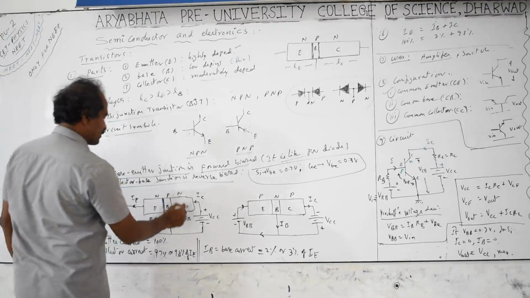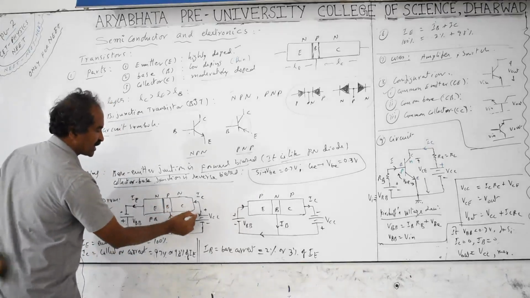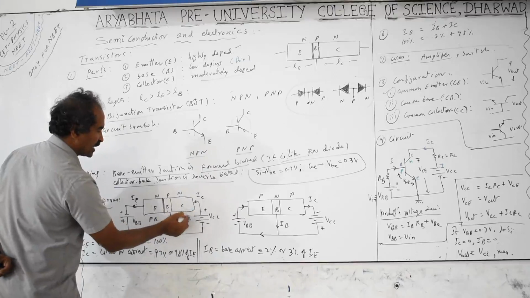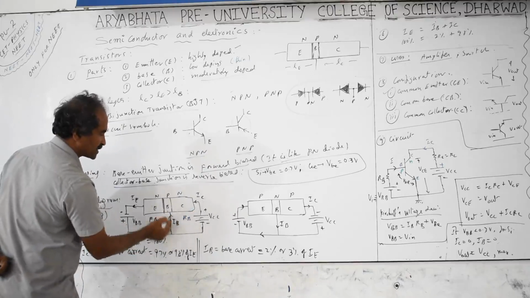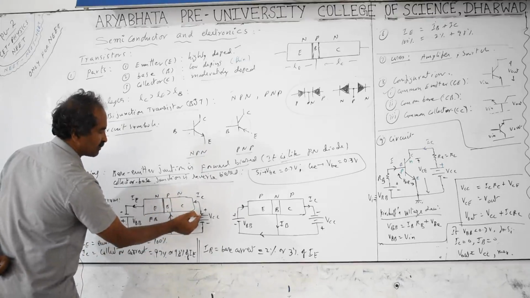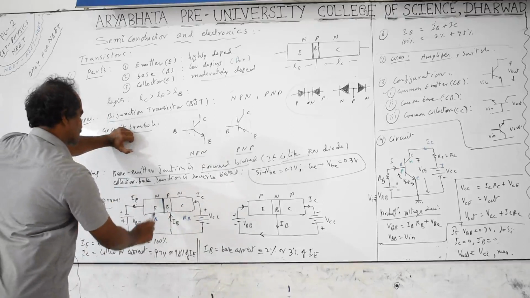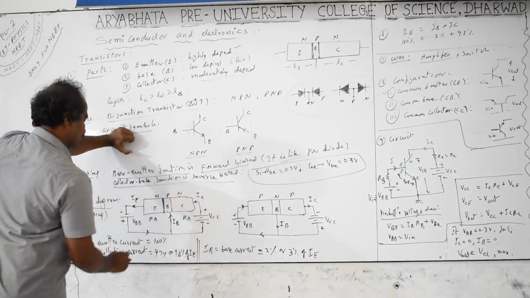And collector base junction is reverse biased here. Collector base junction is reverse biased. For collector supposed to be plus terminal and base connected to the minus terminal. This is N type, NPN. N should be connected to the plus, that is reverse biased. So this base collector junction is reverse biased, emitter base junction is forward biased.